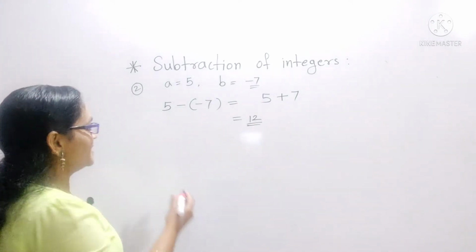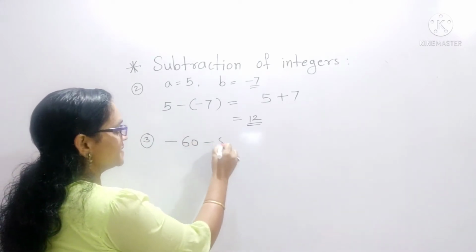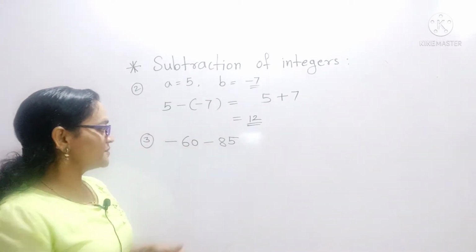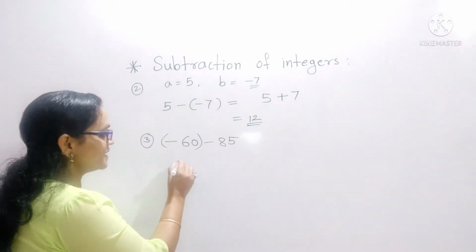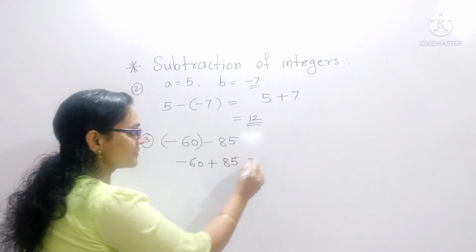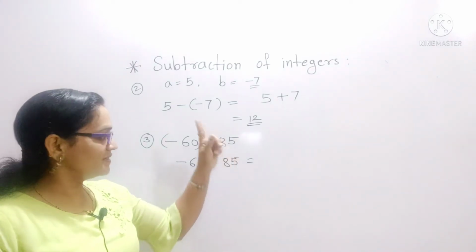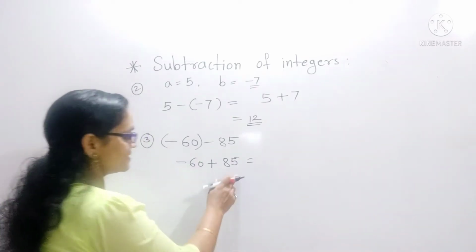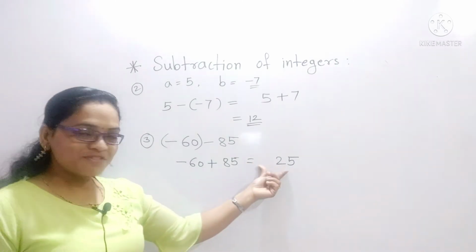Okay. Third example, see, minus 60 minus minus 85. We have to find its difference. Whose difference? Minus 60 and minus 85. How to find its difference? By adding the additive inverse of B, the second integer. Minus 85's additive inverse is plus 85. Add this to minus 60. The answer is 25. Which 25? Plus 25.